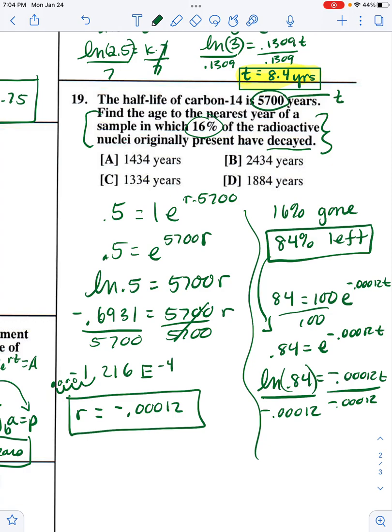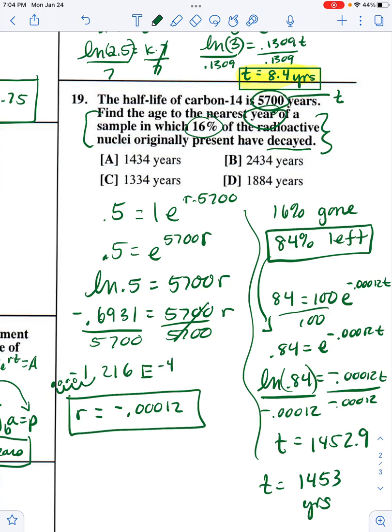So natural log of 0.84, close it down, divided by negative 0.123012. So I am getting t equals 1,452.9. It said find the age to the nearest year, so 1,453 years would be my best answer on that.